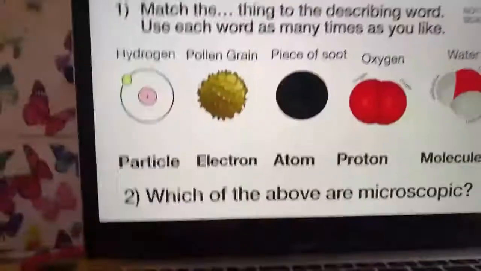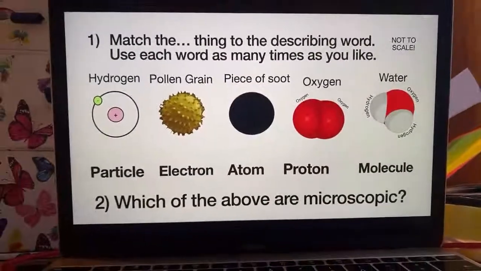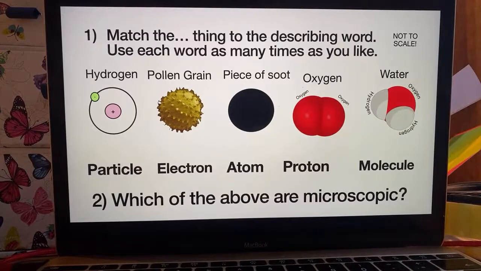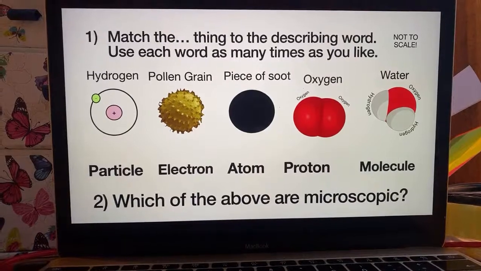Before we learn about Brownian motion, we have to remind ourselves a little bit about particles. So have a little look at this sheet for me, please. If you've been to my Facebook group, you will have the worksheet. If you're not on Facebook, very soon I'm going to have a website that you can get this sheet from. But in the meantime, you'll just have to do it in your head.